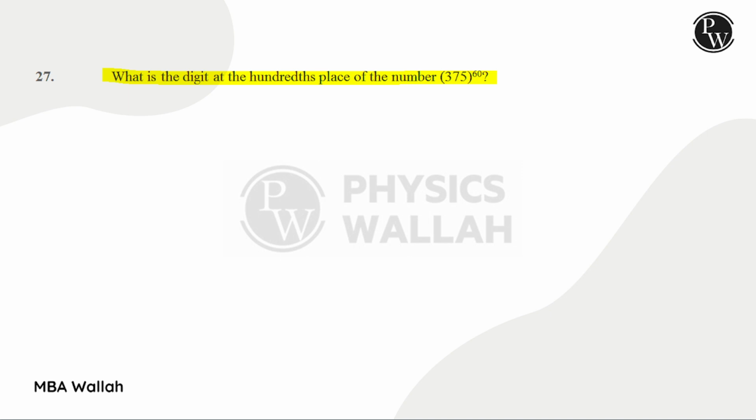Hello बच्चों, let's look into this question. In this question we are told: what is the digit at the hundredth place of a number 375 raised to the power 60? 375 raised to the power 60.